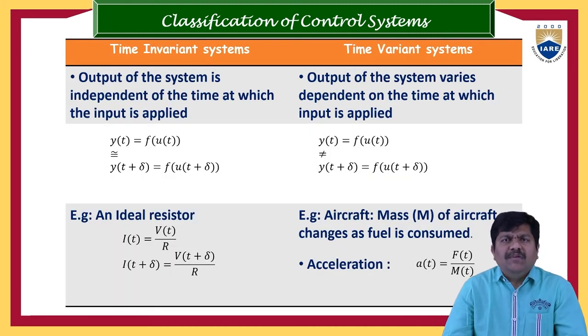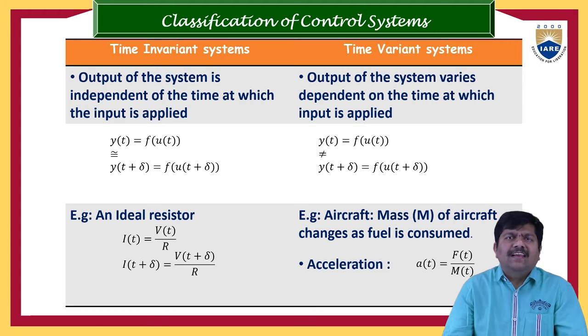Next, time variant and time invariant. As the name suggests, in a time invariant system, the system will not vary with respect to time variations. In a time variant system, as time varies, if the system performance or behavior also varies, or the system acts differently, then that is a time variant system.